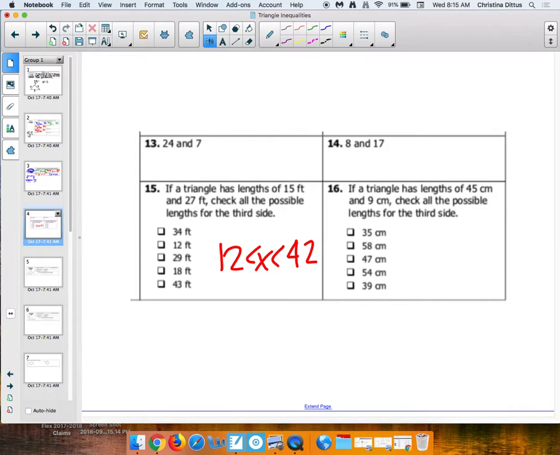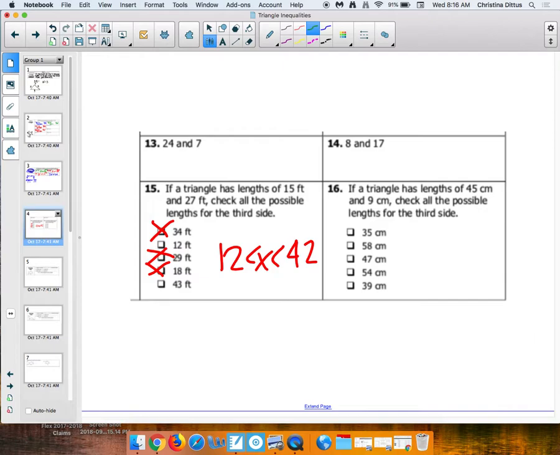So does 34 work? Yes. Does 12 work? No. Why does it not work? It's not bigger. 12 isn't bigger than 12, it's equal. Okay, does 29 work? Yes. 18? Yes. 43? No.